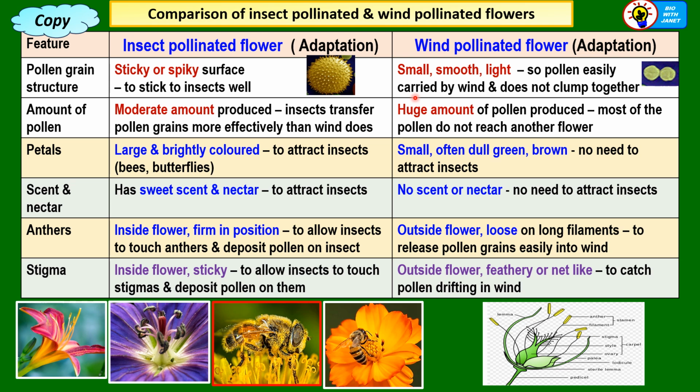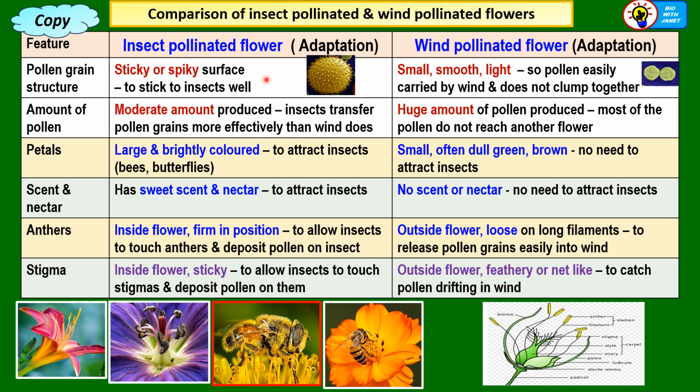So here's a table showing the comparison of insect-pollinated and wind-pollinated flowers. What are their adaptations? Okay, what are the different adaptations? So it's the same as what we've discussed before, but here I put in the reasons why. Okay, so we'll read through very quickly.